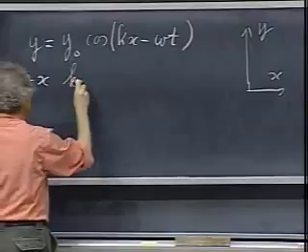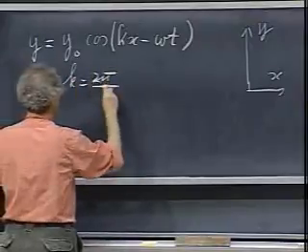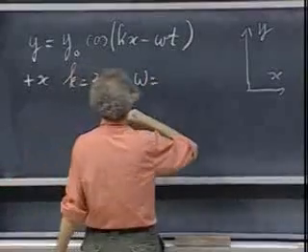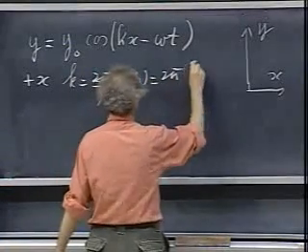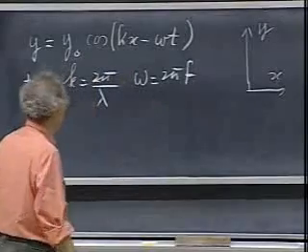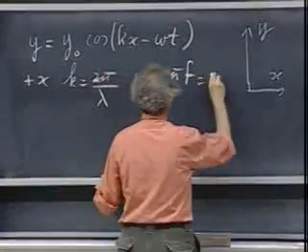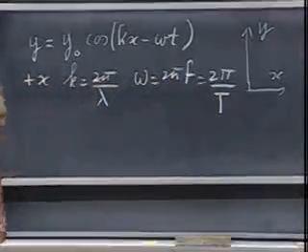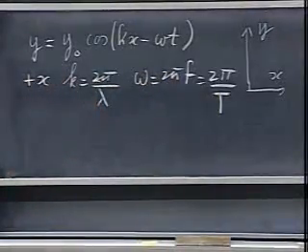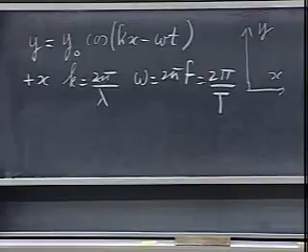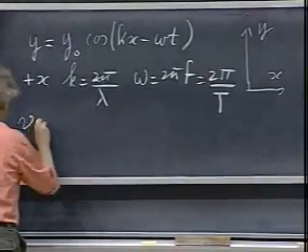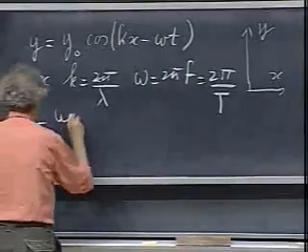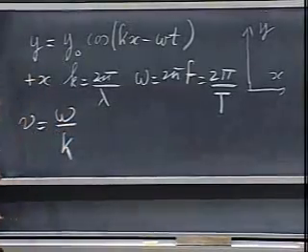k gives me all the information on the wavelength. It's 2 pi divided by lambda. Omega equals 2 pi times f, f being the frequency in hertz, which would also be 2 pi divided by capital T, T being the period of one complete oscillation. The speed of propagation, with which the disturbance propagates in the x direction, is omega divided by k.